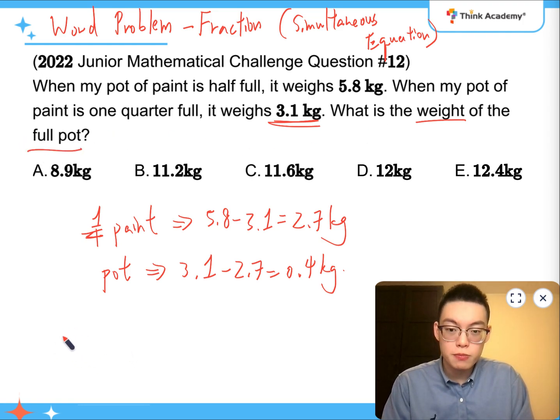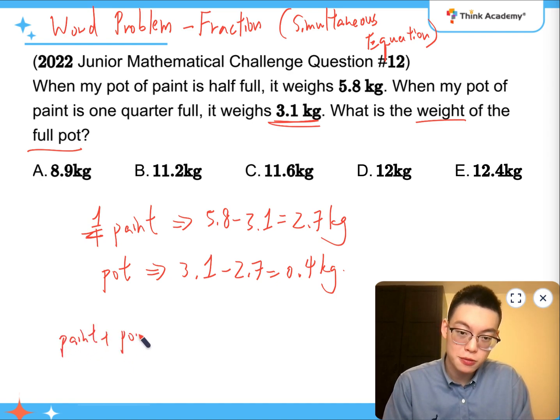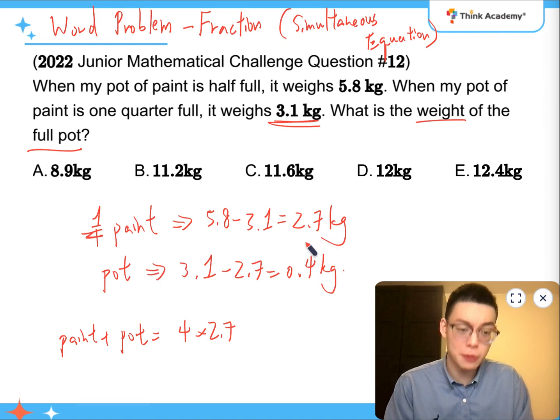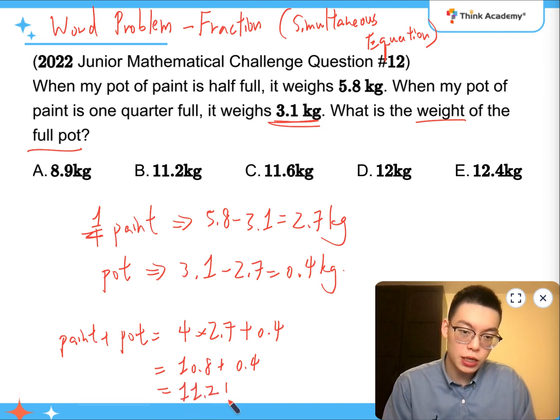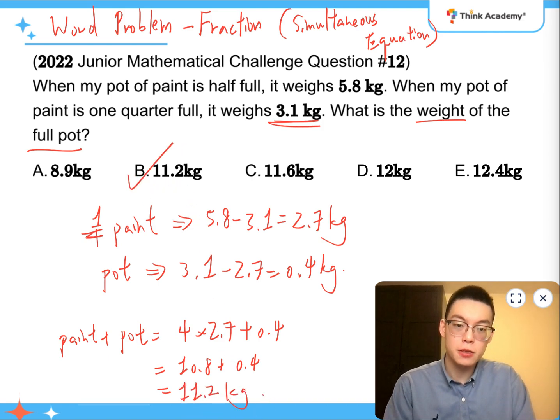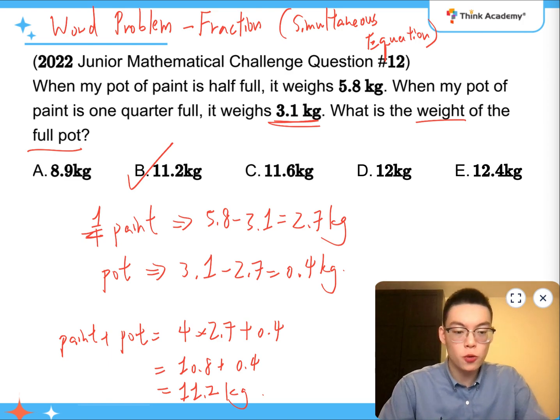So it's the paint adding the pot, which is equal to 4 times of 2.7, because that's a quarter, which means that the whole is going to be 4 times, right? Adding the pot weight, 0.4. So that's 10.8 adding 0.4, which is equal to 11.2 kilograms. So the answer is B for question 12.